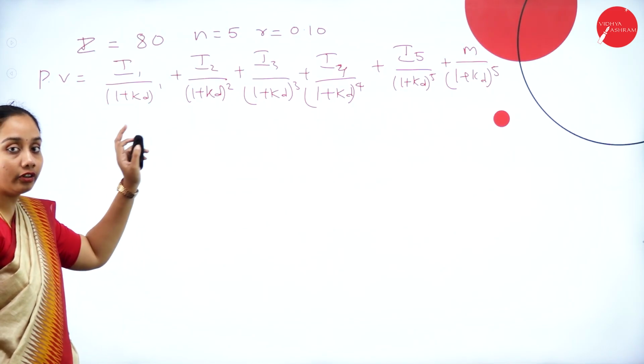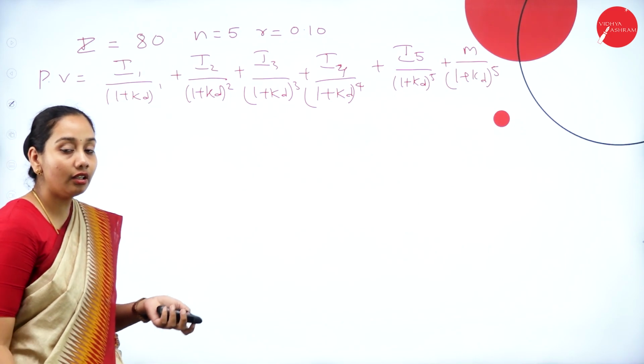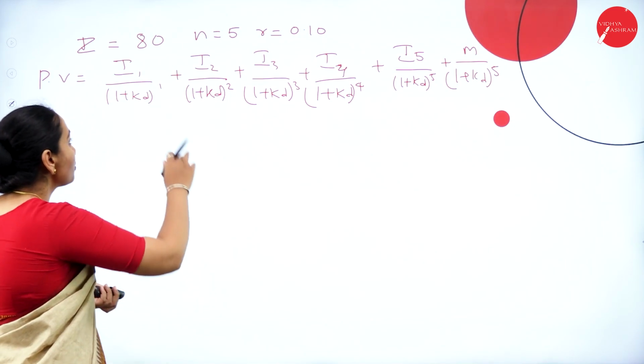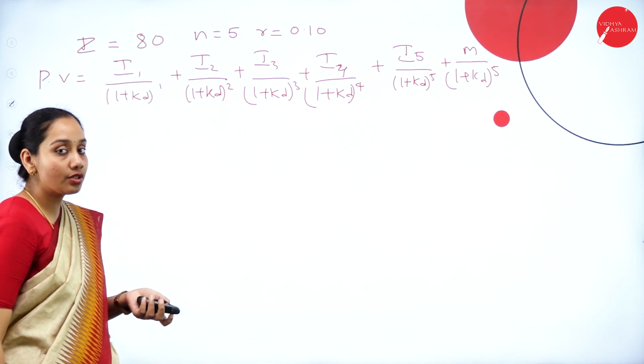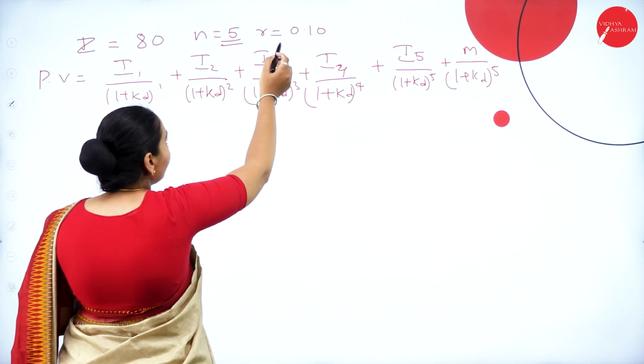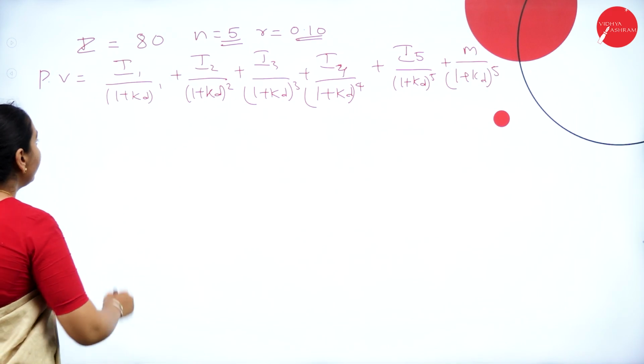So I have taken the values here. I is equal to the interest amount that the bondholder is going to get. So 1000 into 8% gives 80 rupees. Then N is equal to 5. Then KD, that is the capitalization rate, is 0.10. Okay, so we're going to start.